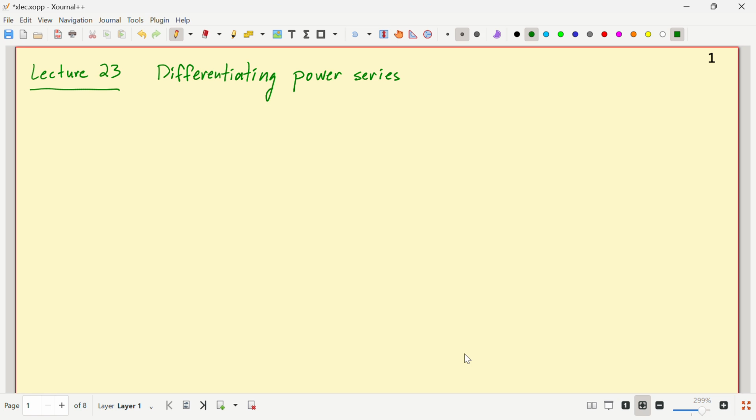Okay. I'm going to go over the exam today. Before I do that in a second, I'm going to talk about differentiating power series today, which is a great thing about them. It means that power series act a lot like polynomials.